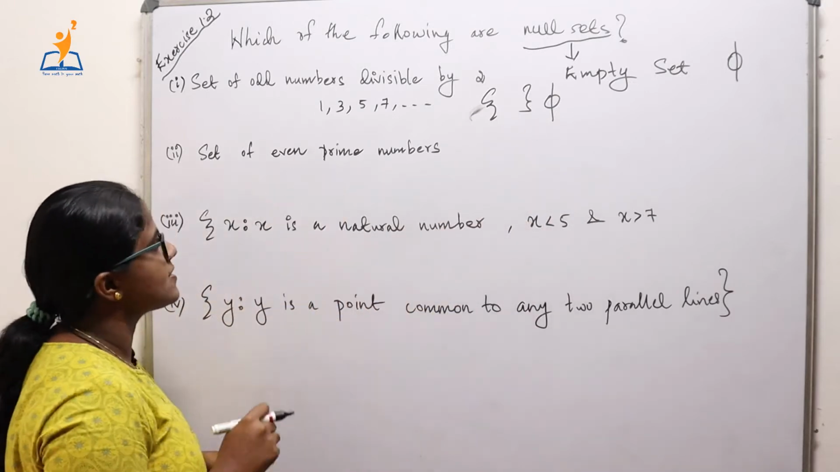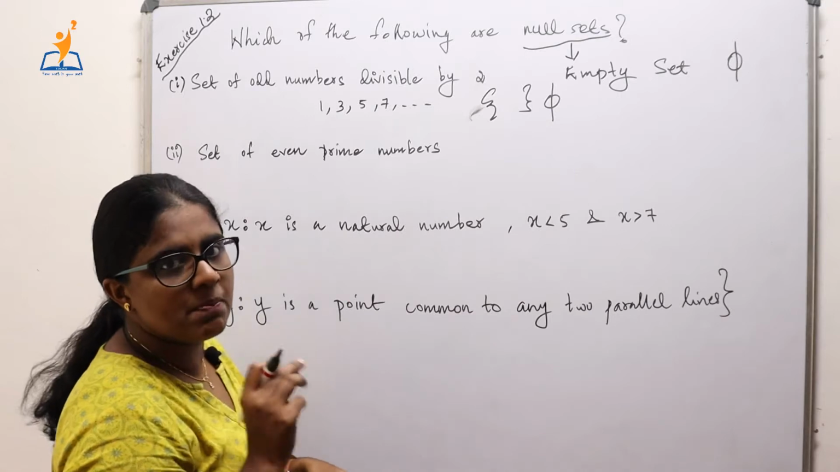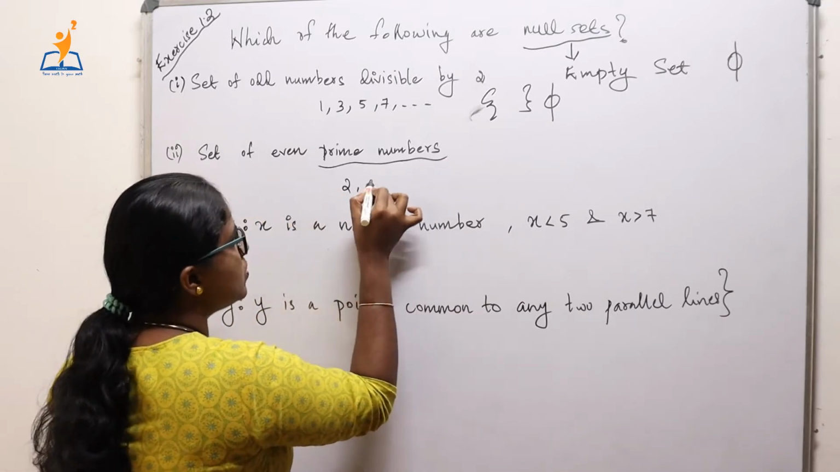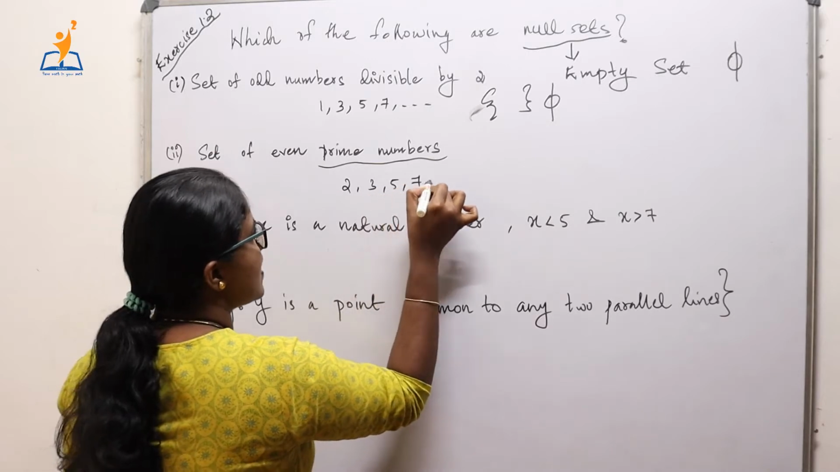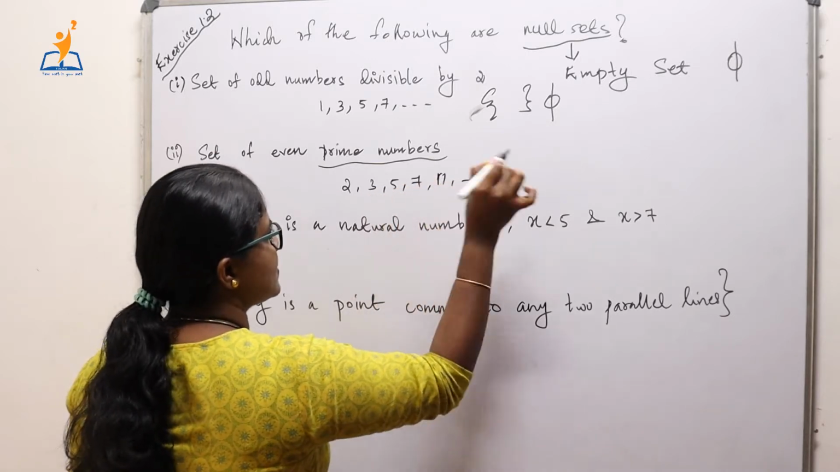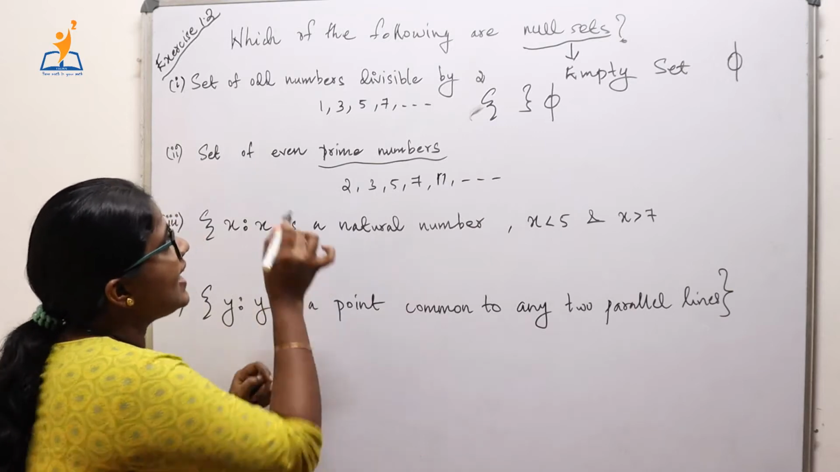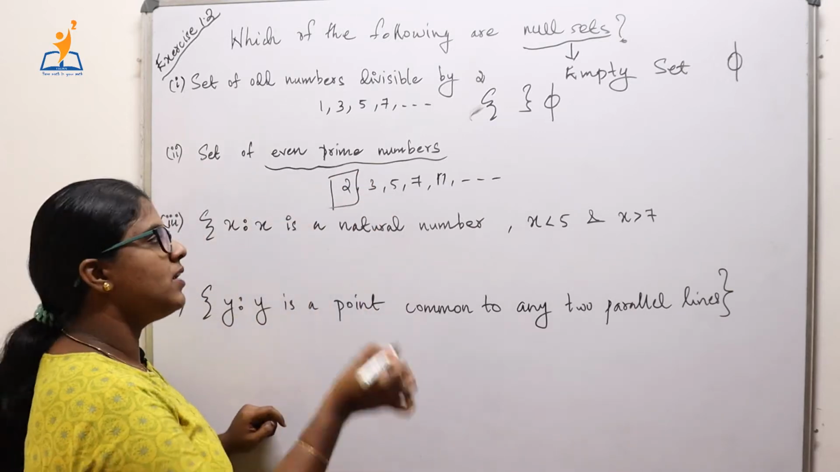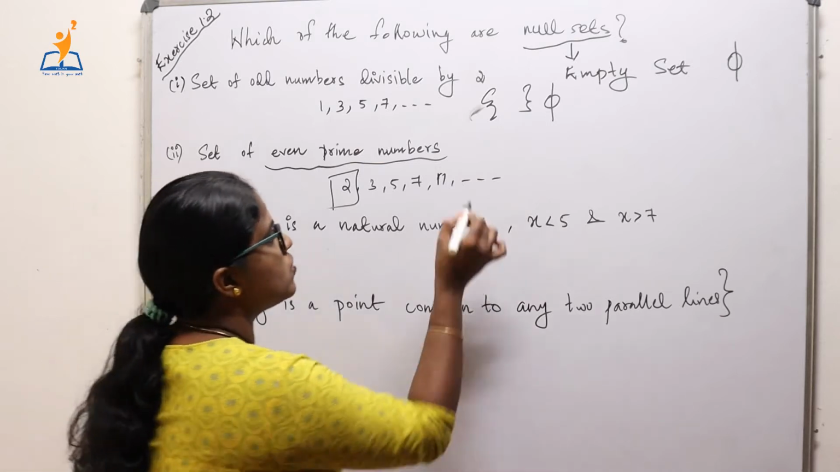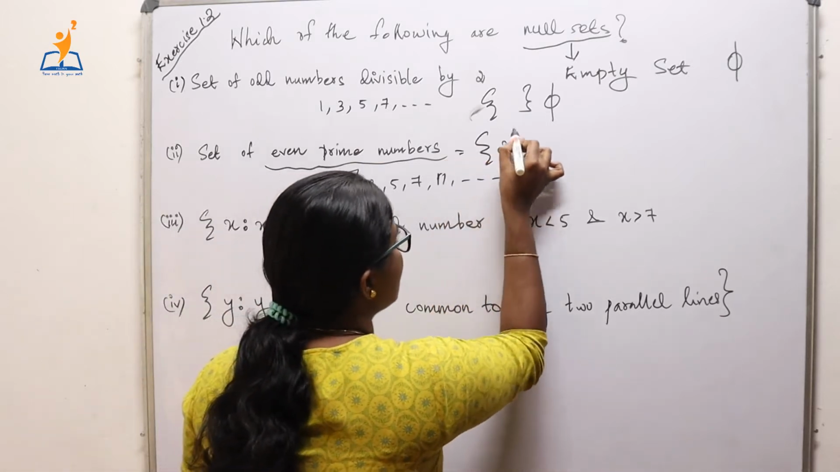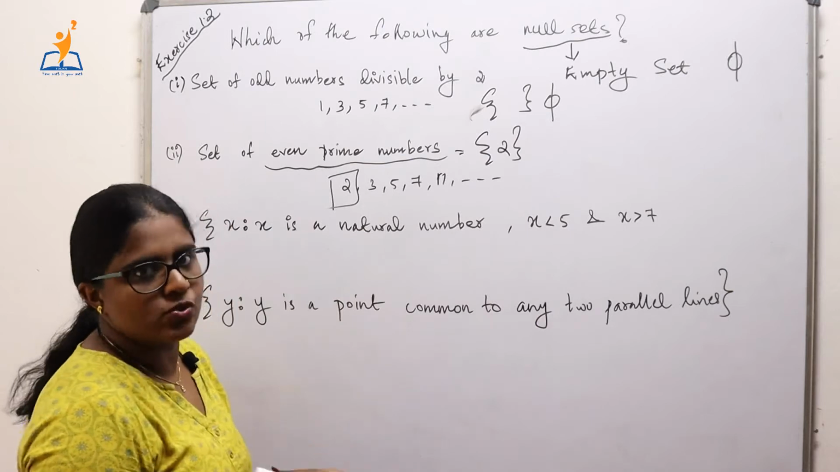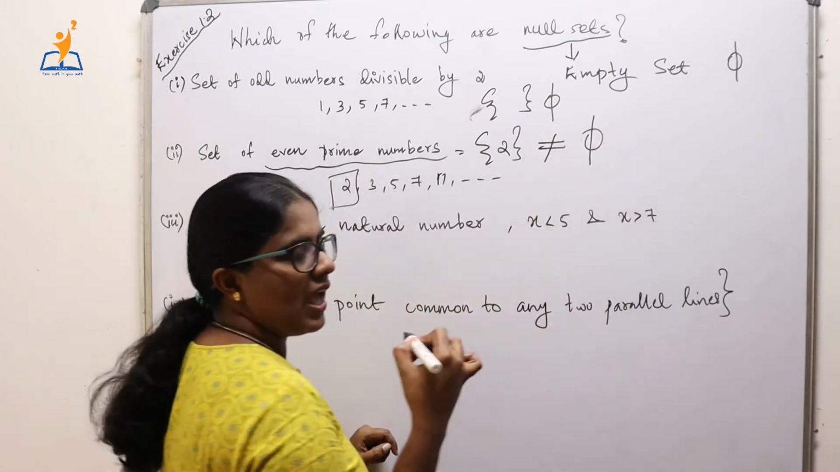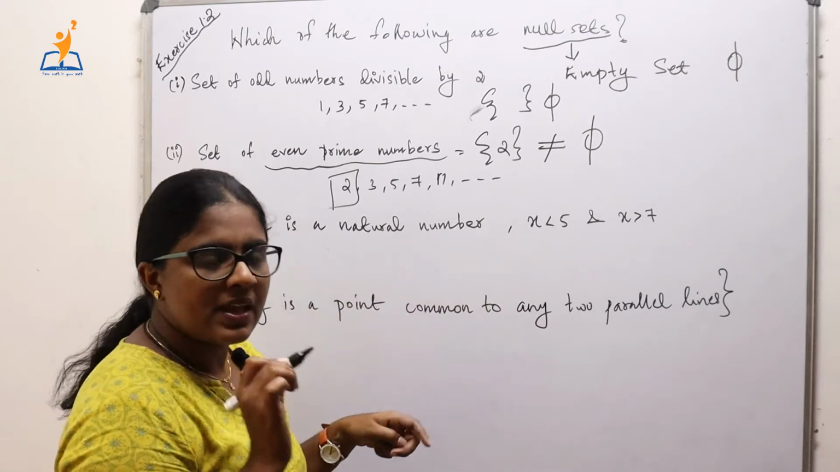Now moving on to the next question: set of even prime numbers. We know that prime numbers are 2, 3, 5, 7, 11, etc. And is there any even prime number? Yes, 2 is an even number, and 2 is a prime number. So our set contains one element, that is 2. So this is not an empty set, or it is not a null set.